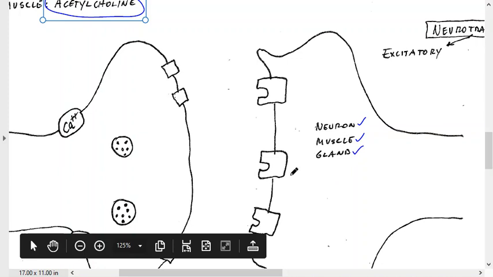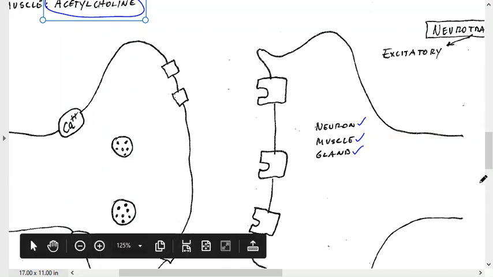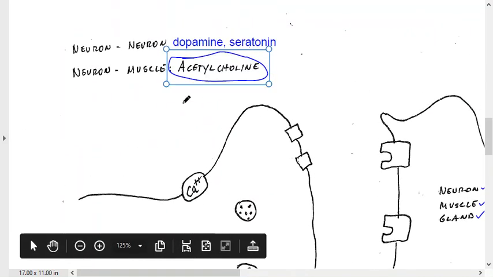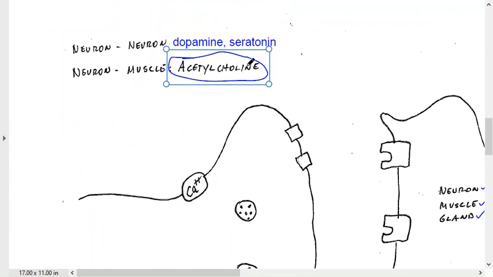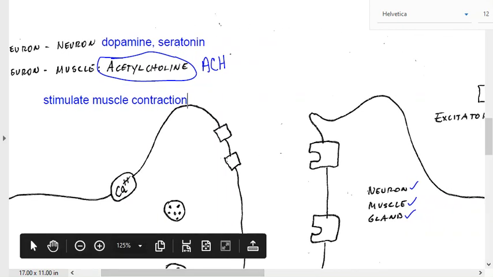Muscles have a negatively charged interior, just like a nerve cell will, and they can also send an impulse down them, just like a nerve cell does. So there are a lot of similarities between muscle and neurons and how they respond. The primary neurotransmitter for neuron muscle communication is acetylcholine, otherwise known as ACh for short. Basically, this is going to stimulate muscle contraction.